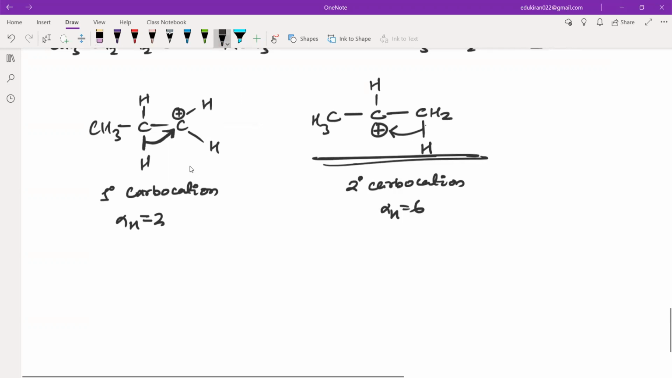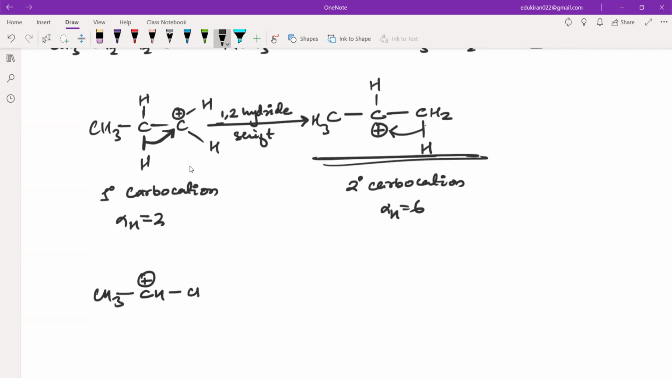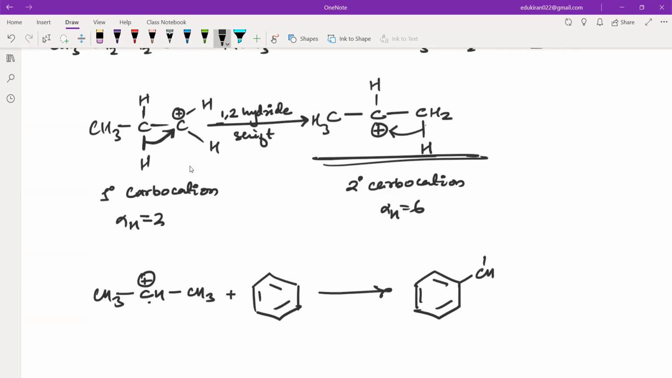This is known as 1,2 hydride shift, which is very characteristic of carbocations. Now we have the electrophile. Now the electrophile is what? Now we have the electrophile, that is CH3, CH with a positive charge, and CH3. Then obviously when it is attacking on the benzene ring, what is going to happen? When it attacks the benzene ring, it will be attacking from the secondary carbon, that is the middle carbon here, and you will be getting the product, which is CH, CH3, CH3.